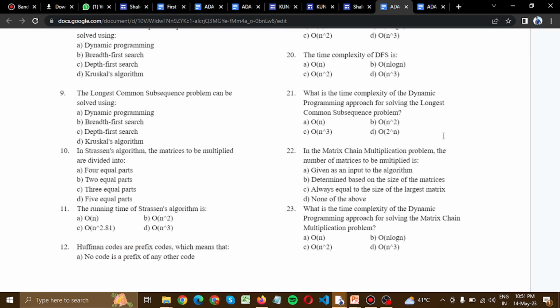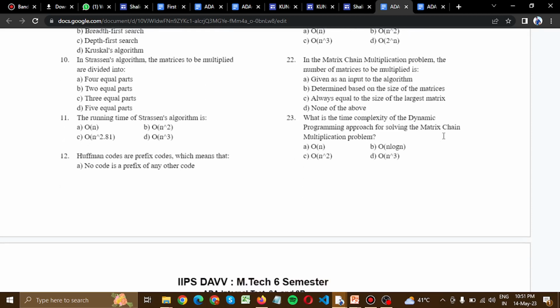Now question number 21. What is the time complexity of the dynamic programming approach for solving the longest common subsequence problem? So the answer is B, that is big O(n cube).